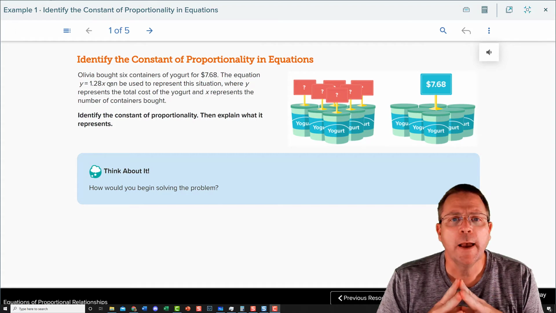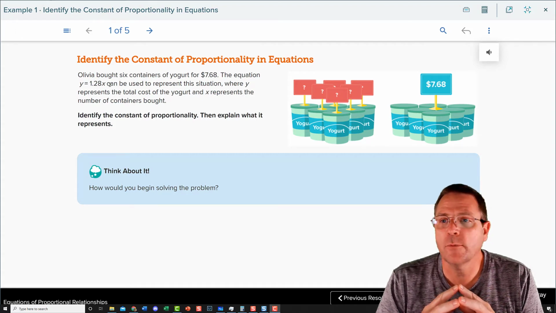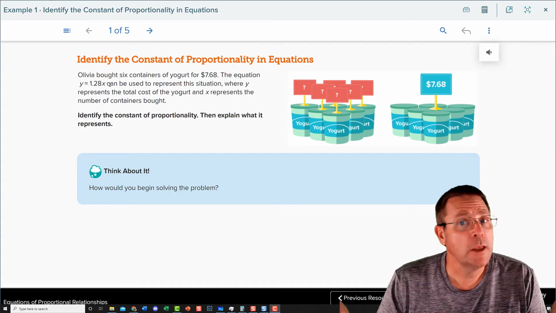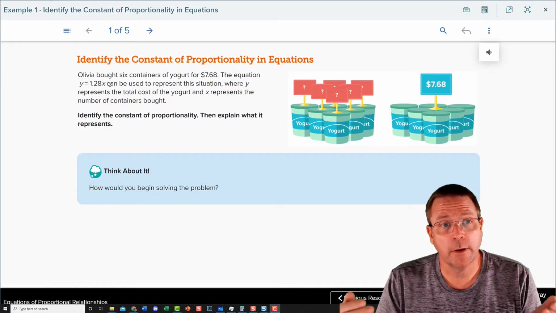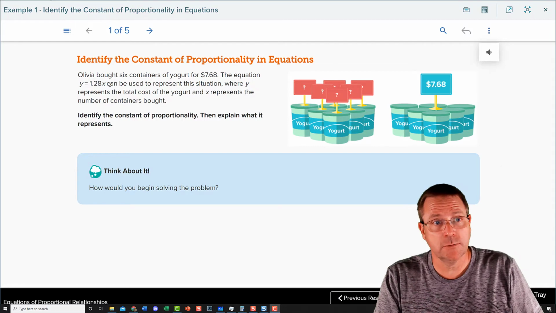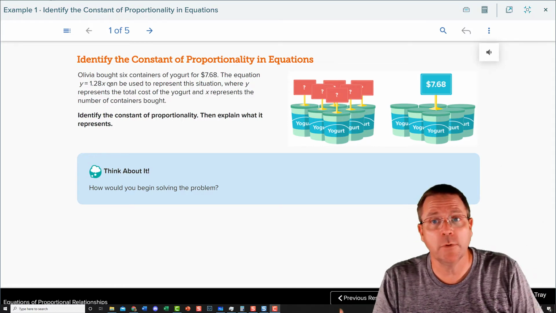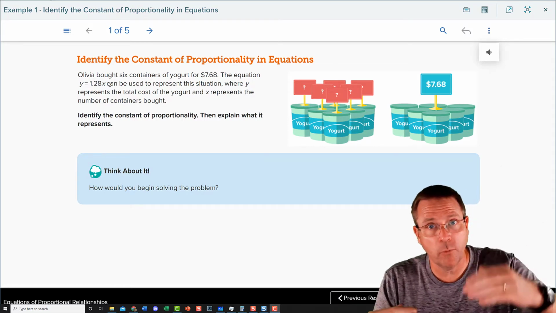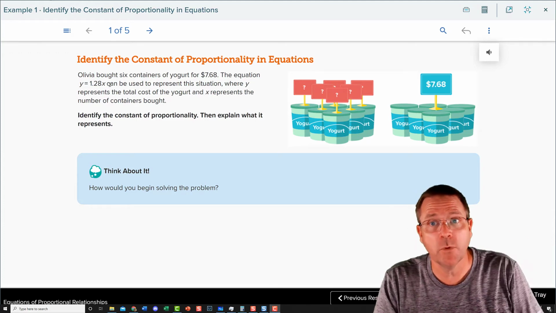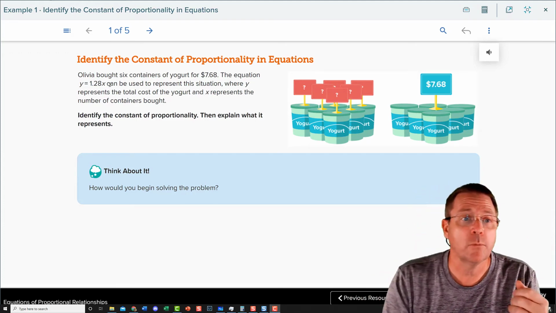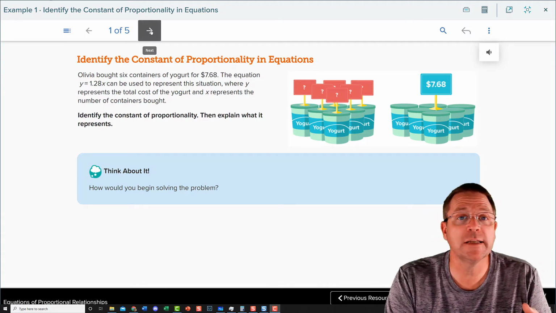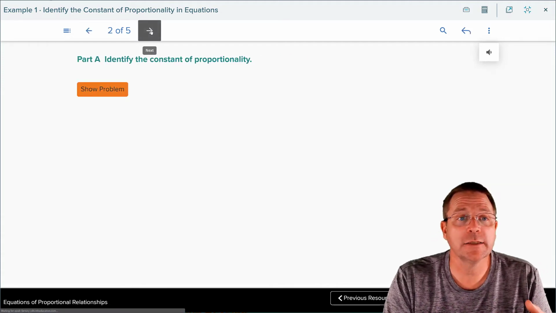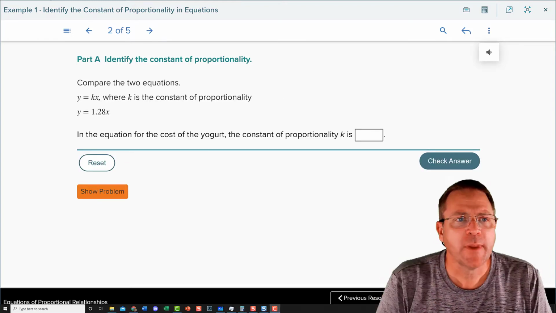Well, for me, I think to identify the constant of proportionality, all I'd have to do is multiply that 1.28 times 1, because that's going to give us where x is 1, y is equal to the constant of proportionality, right? Remember, we have that y over x equation we worked on last lesson. So with that, I just say, well, 1 times 1.28, 1.28 is your constant of proportionality. Let's see what the textbook has to say.